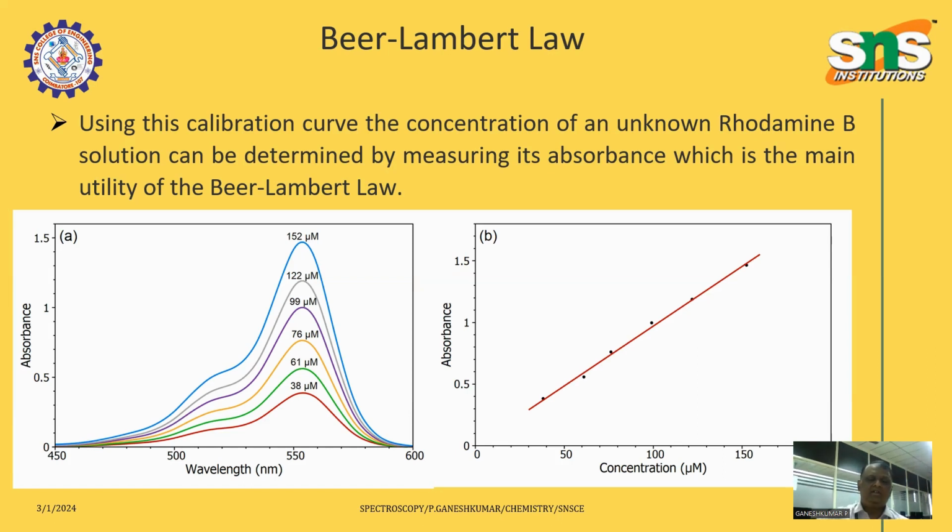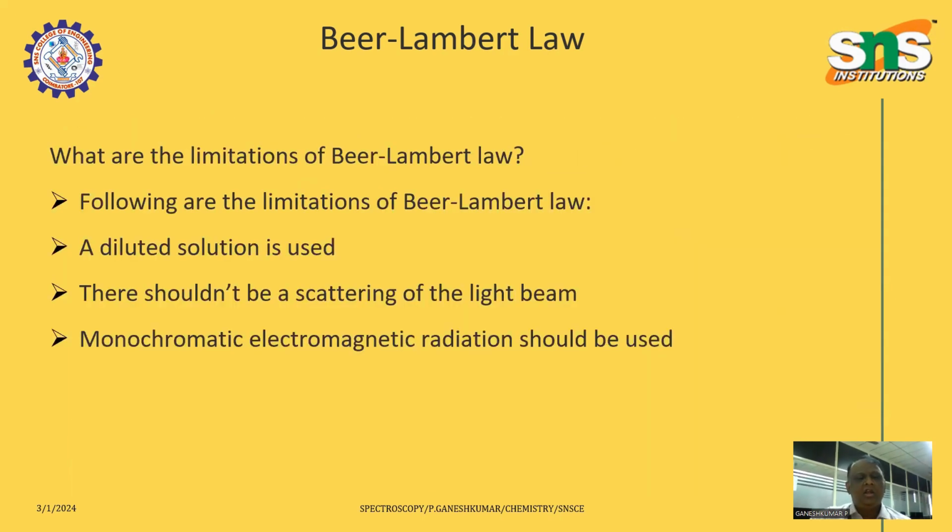So Beer-Lambert's law is used to understand the behavior of light with concentration, and it is also applied to find the unknown concentration of a substance. What are the limitations of Beer-Lambert's law? It is useful only for dilute solutions. When we go for a highly concentrated solution, Beer-Lambert's law is not applicable because at high concentration, more absorption will be there, and we are unable to understand the property of the liquid.